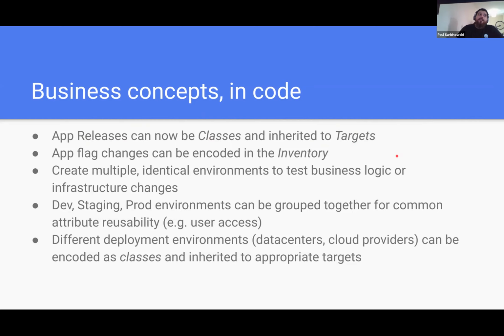Essentially, you can express all of these app-specific features as a class, which you inherit on your cycle of release. So dev targets would inherit it first, then UAT or whatever else you have in your environment, staging, and then production. And all you essentially change in these targets is you inherit a different class each time. And therefore you change these attributes like app flags. This helps you very easily to create multiple identical environments to test business logic.